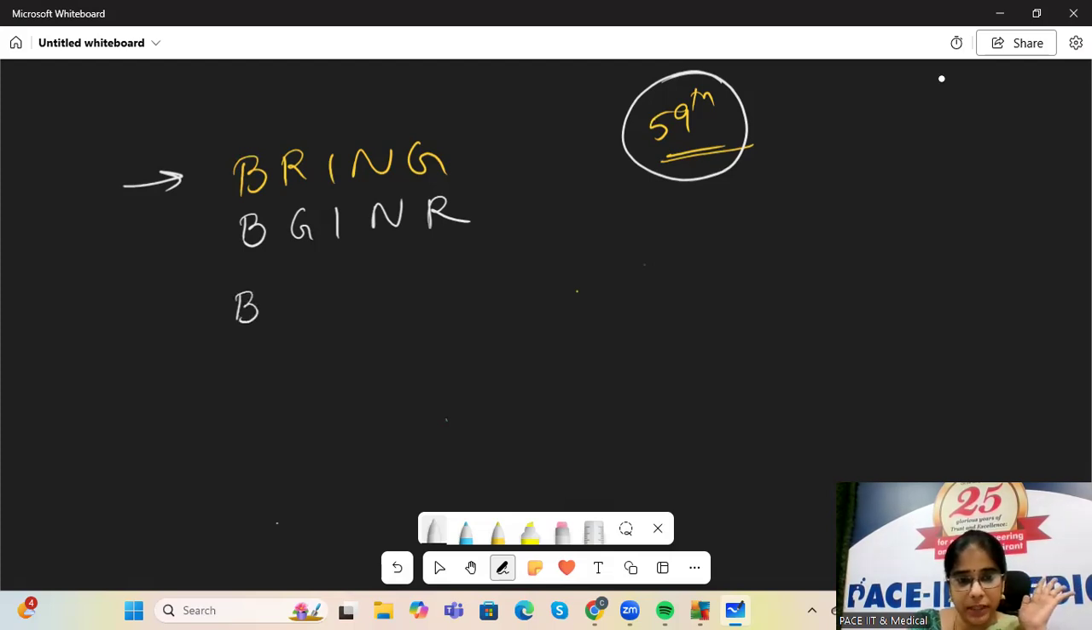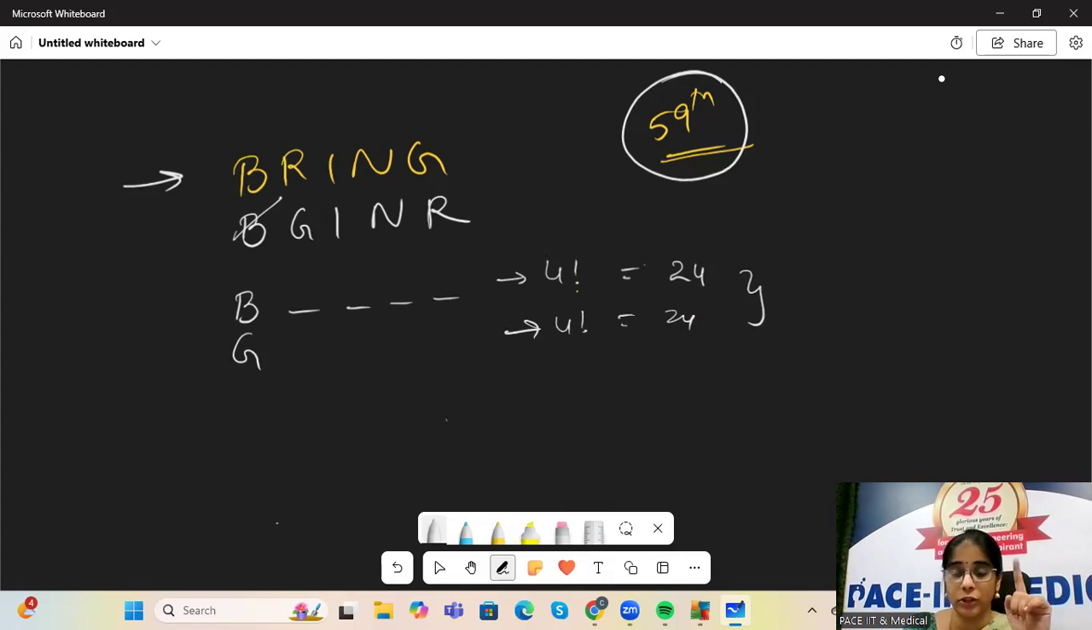So starting with B, all the other 4 letters can be arranged in 4 factorial ways, that is 24. Keep it aside. Next, starting with B is done, remove it, go with G. Now when I'm going with G, I have another 4 factorial ways, that is 24. Keep adding and check whether you're crossing the 59 count or not. That is 48, it's still okay. Next, after G, if I go with I, I get another 4 factorial, 24, and 48 plus 24 will be crossing my 59. Hence, I cannot go with just I, I have to open my space for the second position.